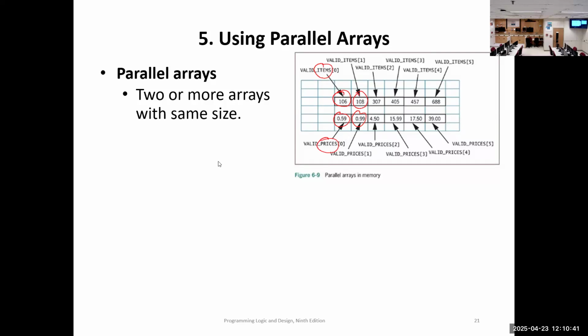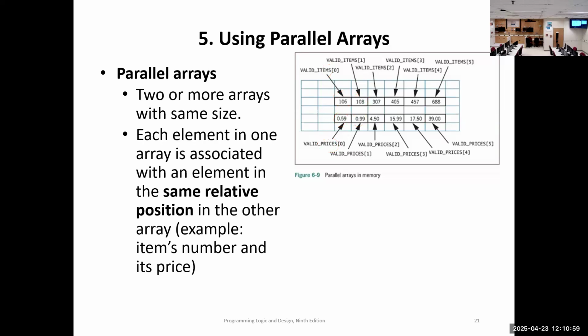Think about each of you: you have a name and you have a final grade, name and final grade, name and final grade. So they are two or more arrays, but remember they are the same size. That's the first thing. The second thing is that each element in one array is associated with an element in the same relative position. Make sense? That means 0 to 0, 1 to 1, 2 to 2, 3 to 3, 4 to 4. They are related together, in the same position.